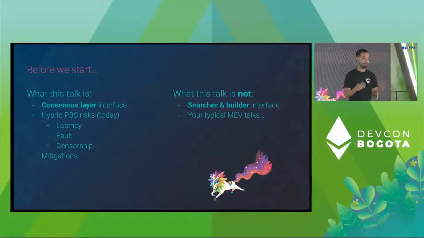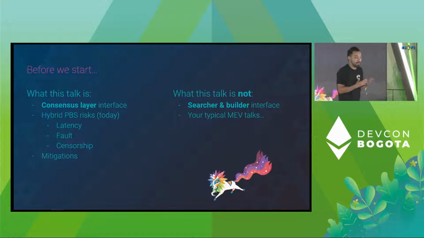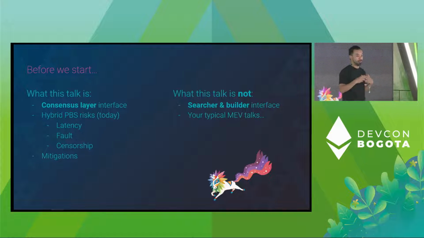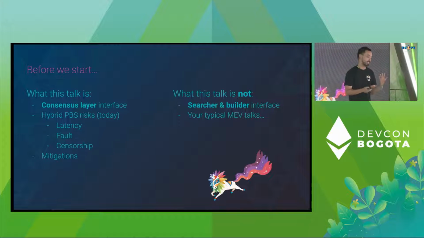So let's get started. This talk is about the consensus layer interfacing with hybrid PBS. It's not so much your typical searcher, builder MEV talk. We want to understand what it means when the consensus layer interfaces with hybrid PBS, from its externalities such as latency, fault, and censorship. Then we'll also talk about mitigations.